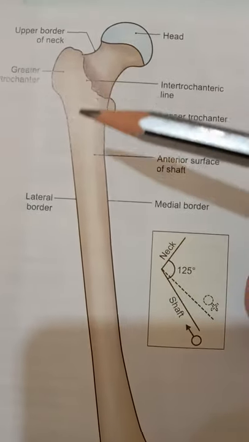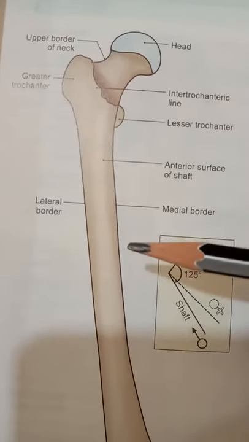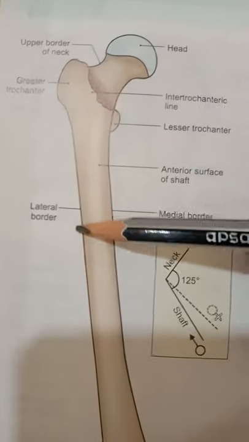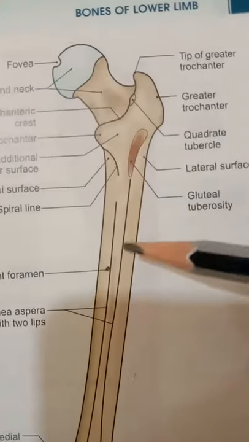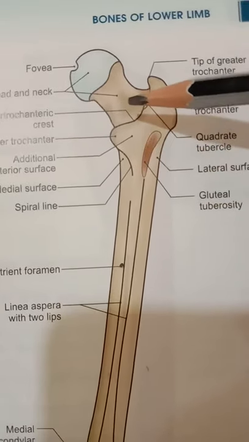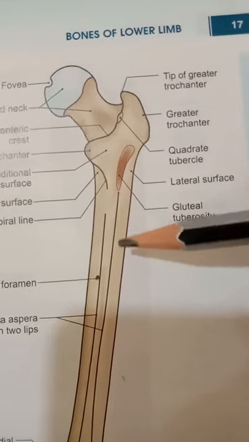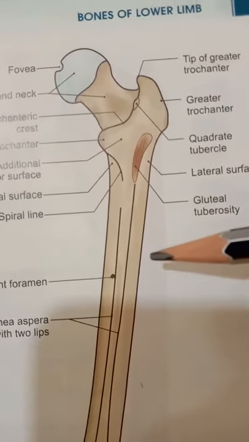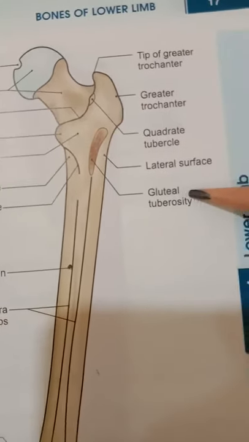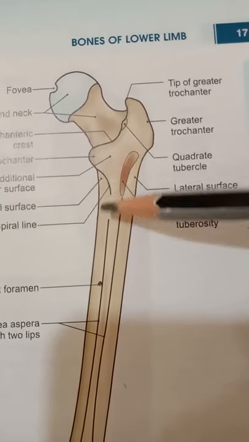So the upper one third of the shaft of the femur has four borders: the medial border, the lateral border, and the posterior border, which is divided into two borders. The first is called the spiral line, and the second is the lateral lip of the gluteal tuberosity. Here you can see the lateral lip of the gluteal tuberosity.